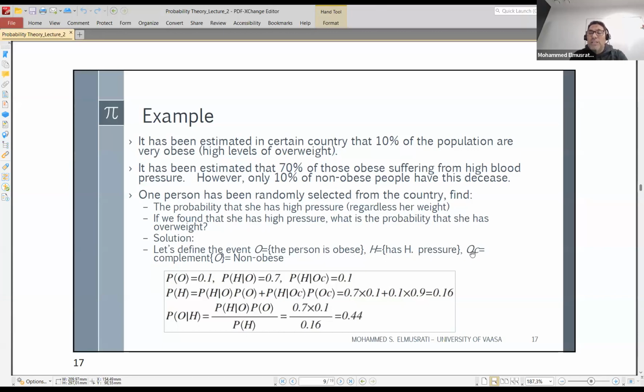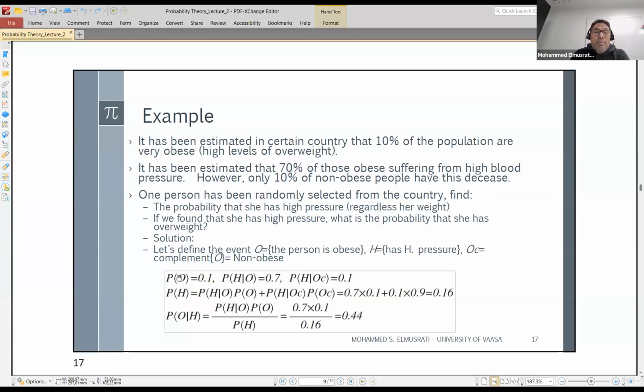Of course, O^c means the complement of being overweight. What is the meaning of the complement of overweight? It means that the person doesn't have overweight. Simply like that. So O^c is the complement of O, and it means that he or she is non-obese or doesn't have an overweight problem. Okay. Now I look back to the example and I try to define those probabilities.